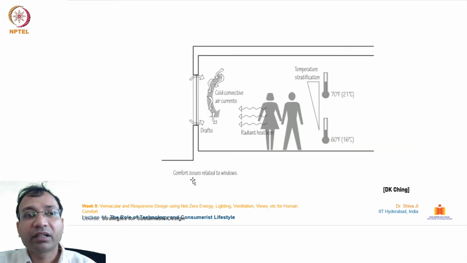And in this one, comfort issues related to windows are explained. You see there are several phenomena at the same time. Like a body, you may be aware, our body keeps radiating energy, heat, from our bodies. And windows, depending upon the climate and weather outside, either receive or lose heat energy from inside. And temperature stratification here is from 16 degrees centigrade to 21 degrees centigrade.